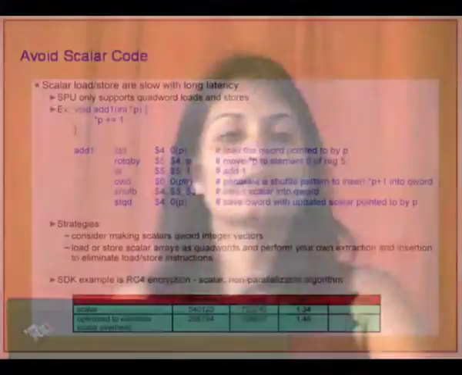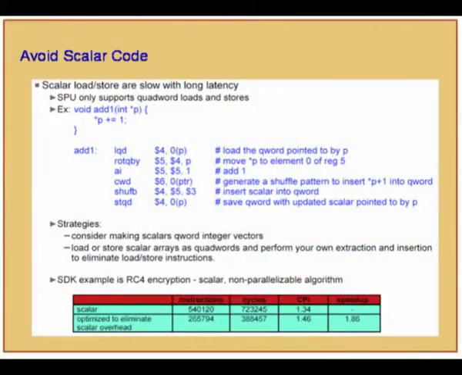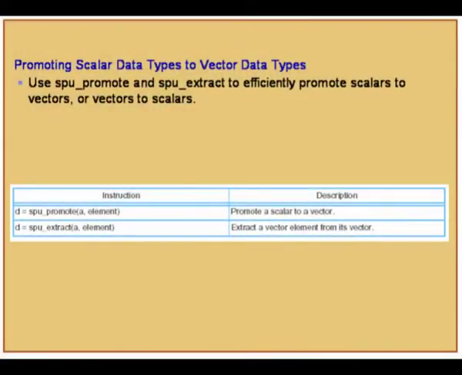Because the SPU only supports quad word loads and stores, and it always does the loads and stores on 16-byte boundaries, try to avoid scalar code. The SPU code should always be vectors, vectors, and vectors. Only if it's absolutely required, like a counter for a loop, should you use scalar variables. There are instructions available to switch from scalar to vector and back, to store values in particular locations in the vector, or to extract values out of a vector.